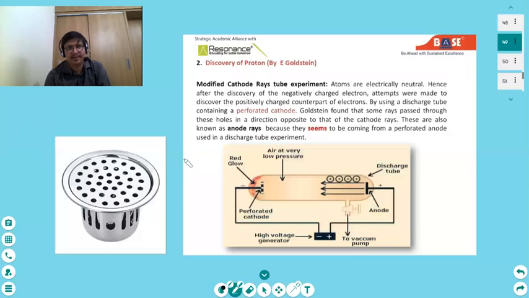Ultimately, there was a scientist known as Edwin Goldstein. He's a German.